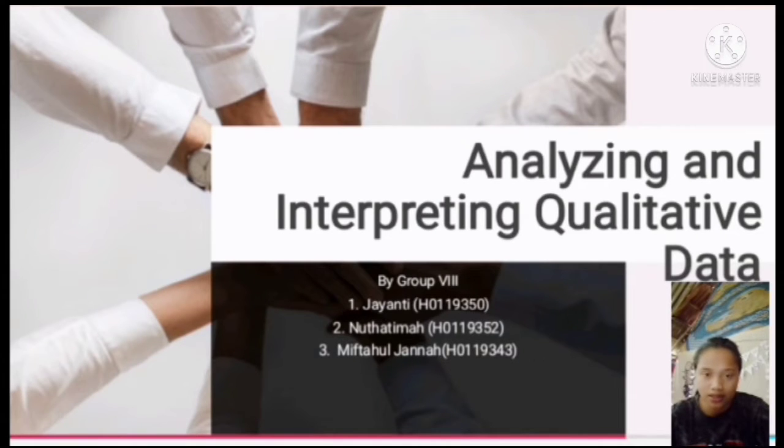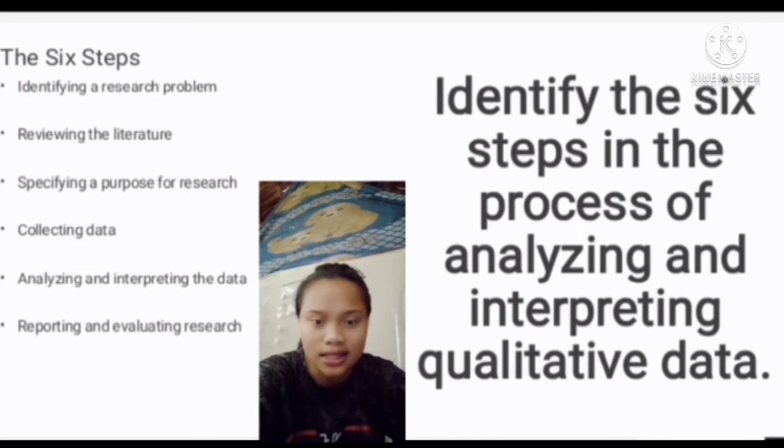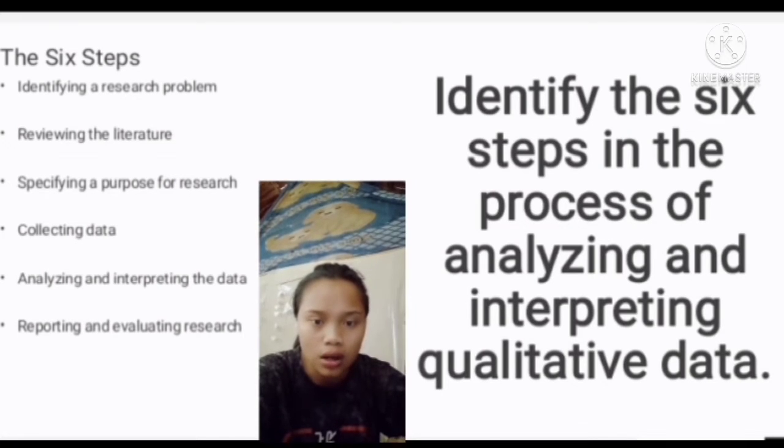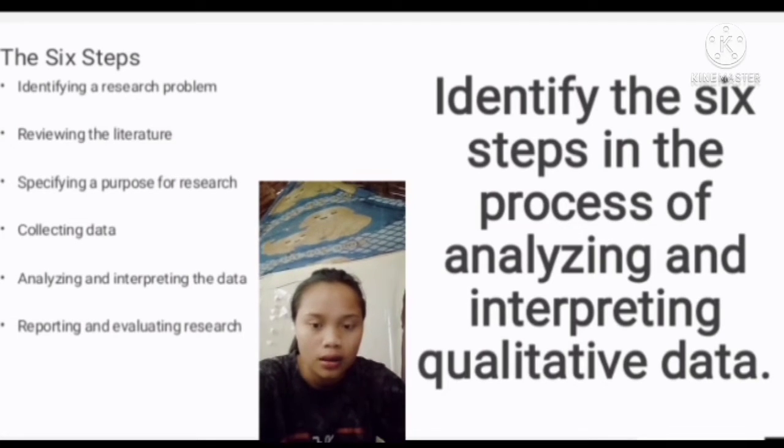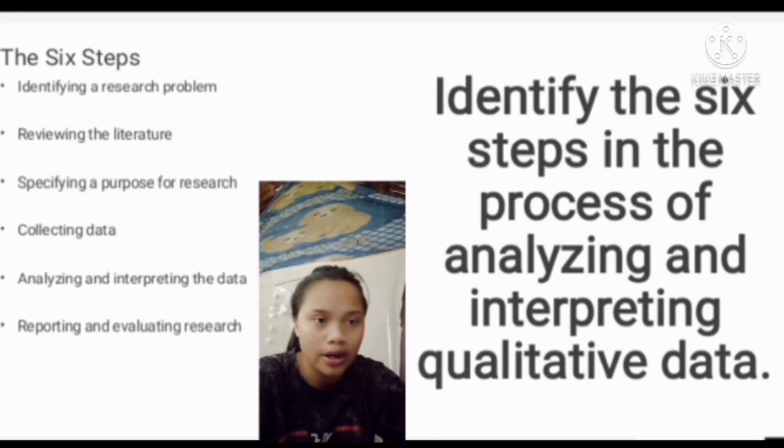Qualitative analysis means we need to comprehend how to understand text and pictures, so we can answer the questions of our research. There are six steps in the process of analyzing and interpreting qualitative data that we want to discuss together. The first step is identifying a research problem.